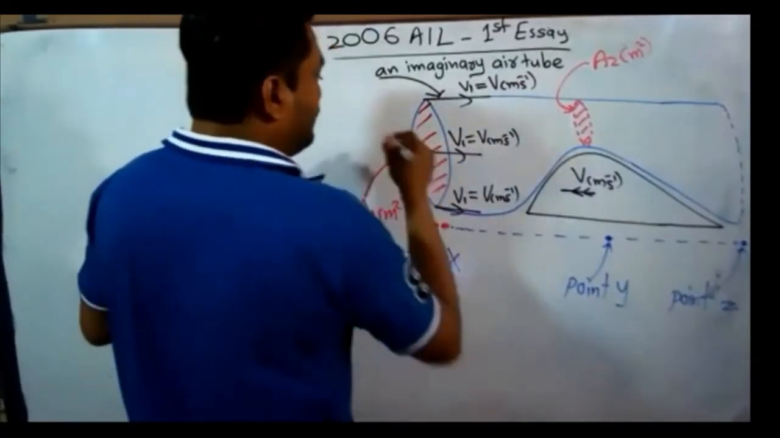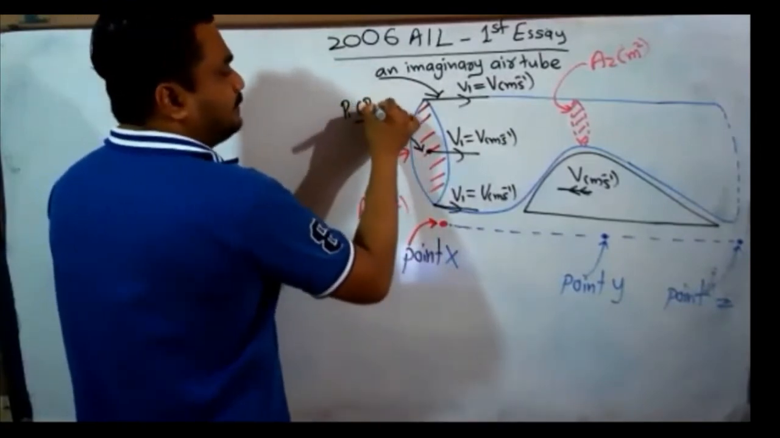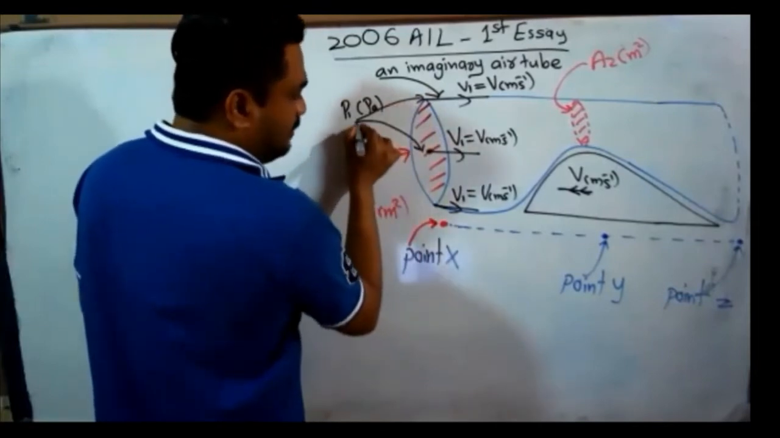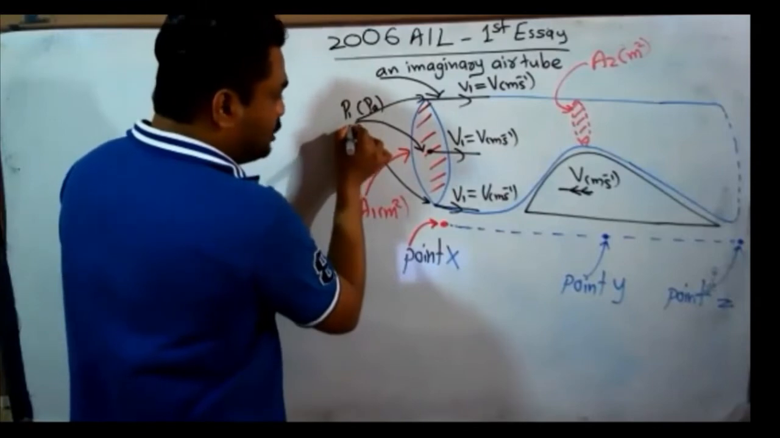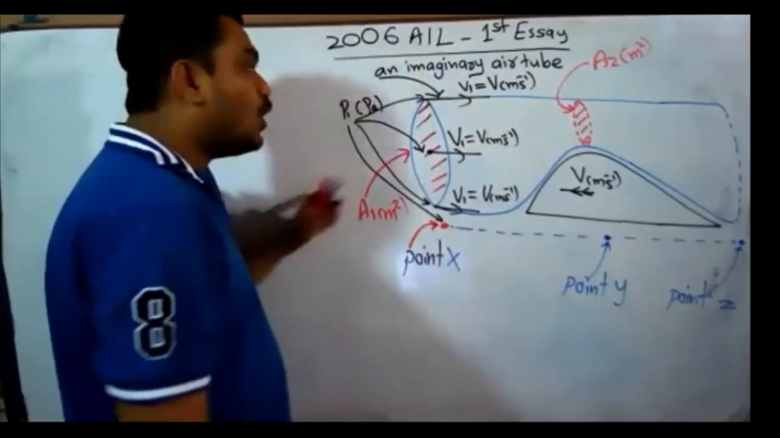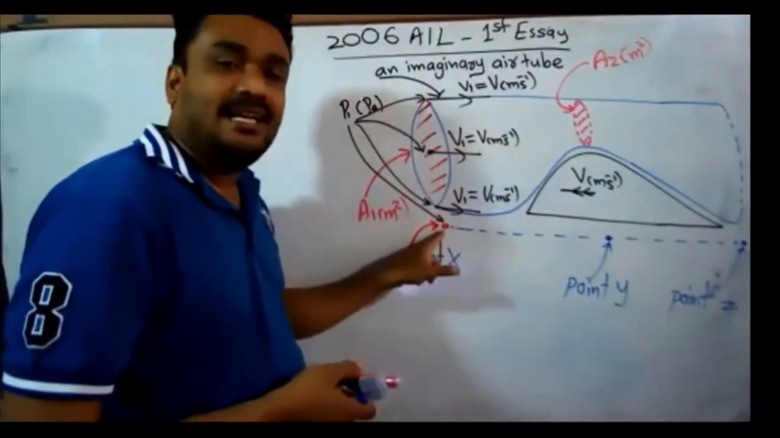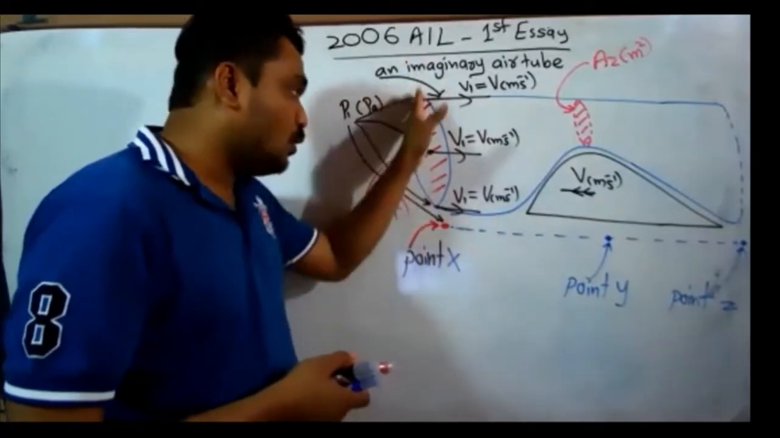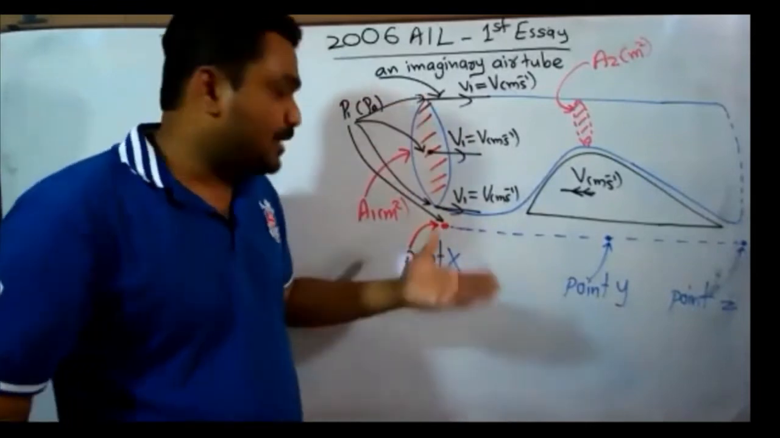Pressure of air here, let me mark it as P1 Pascal. And pressure of air here also P1 Pascal. Pressure of air here also P1 Pascal. And pressure of air at the point x is also P1 Pascal. All of these points, x and all the points, are in the same atmosphere and they are closer to each other. Therefore, pressures at all these points should be the same, P1.